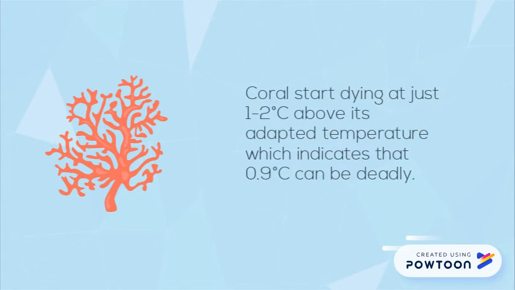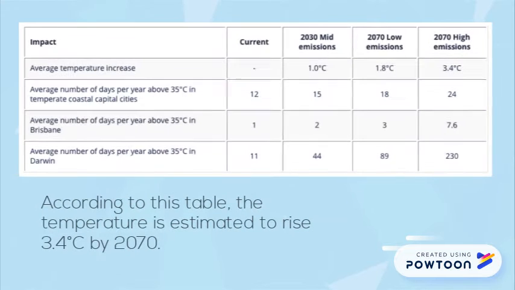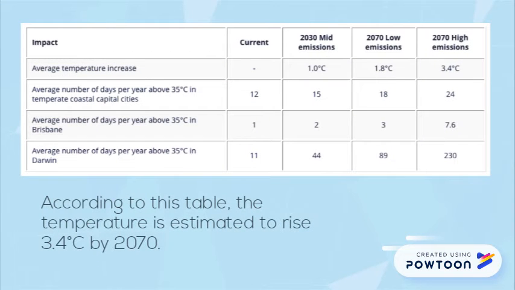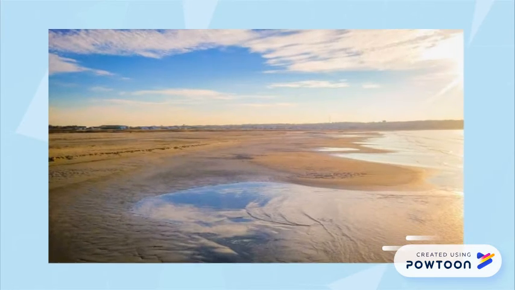Coral starts dying at just 1 to 2 degrees above its adapted temperature, which indicates that 0.9 degrees Celsius can be deadly. According to this graph, the temperature is estimated to rise 3.4 degrees Celsius by 2070.